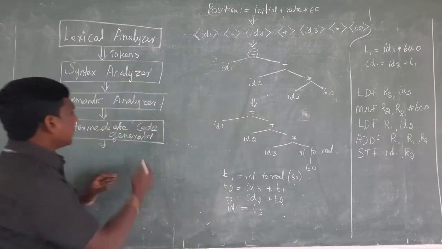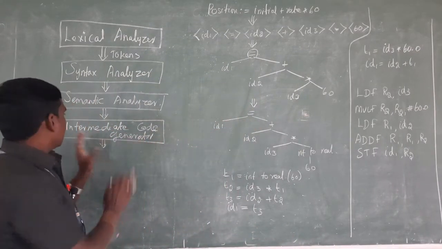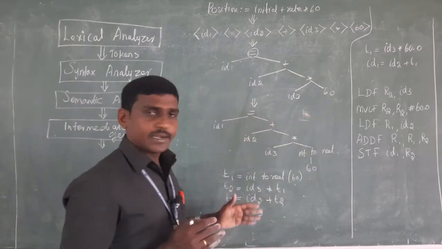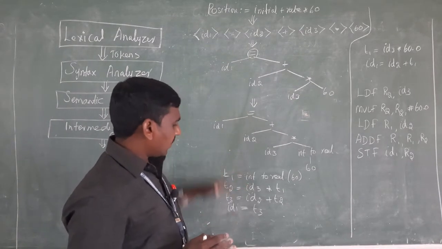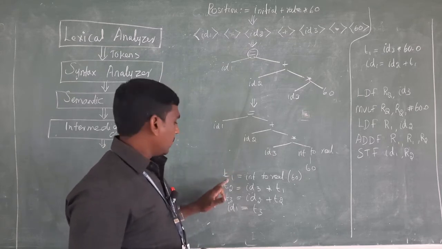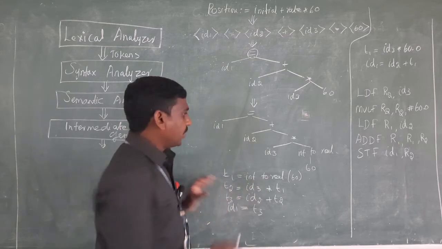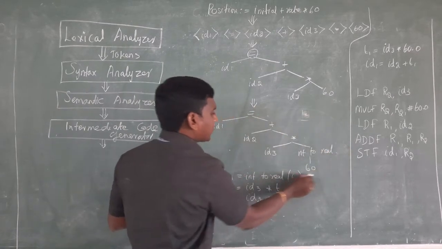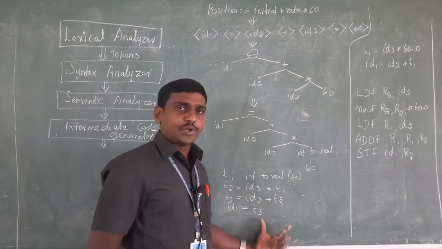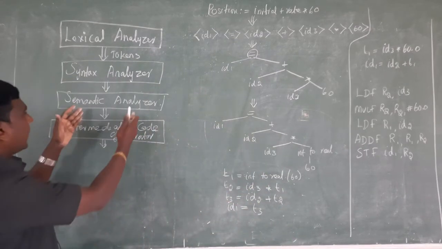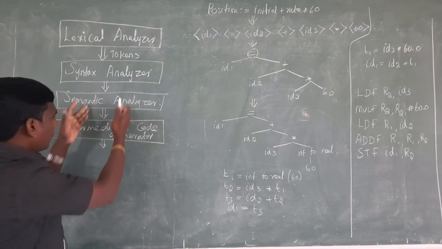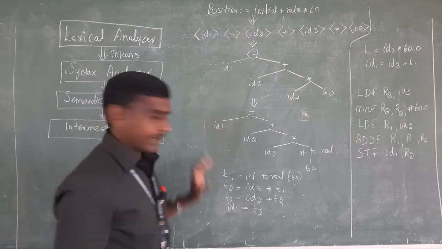The duty of converting the parse tree into intermediate code belongs to the intermediate code generator phase. This is a very important phase in compiler design. The compiler does this job. T1 equals int to real of 60. I will explain: this is the parse tree we will obtain, and from the parse tree it is converted into intermediate code, after the semantic analyzer phase.